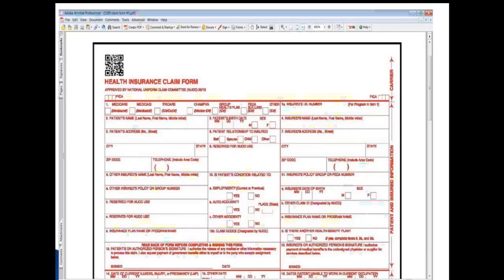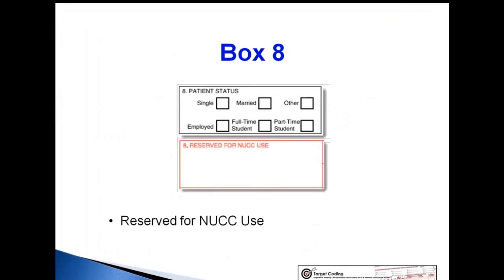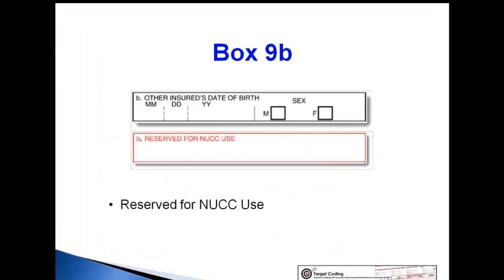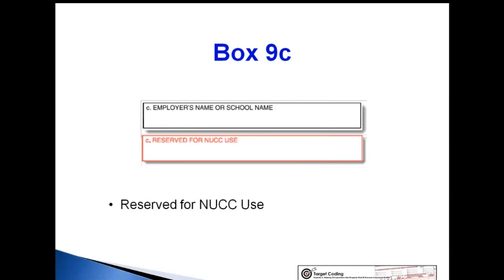Number 8, we have a change. On the old form, box 8, you had to designate the patient status: single, married, employed, full-time student, part-time student. The new form says reserved for NUCC use, so just leave it blank. Number 9, other insured name. 9A, other insured policy number. 9B, we have a change in 9B. On the old form, you had to put the other insured date of birth and sex. The new form, 9B, says reserved for NUCC use. Same thing with 9C. It's now reserved for NUCC use. The old form had you put the employer's name or school name.